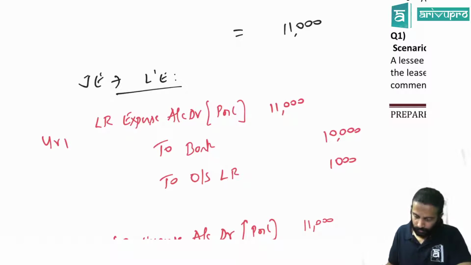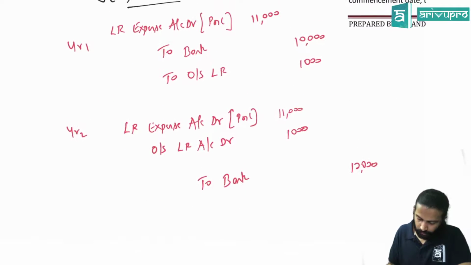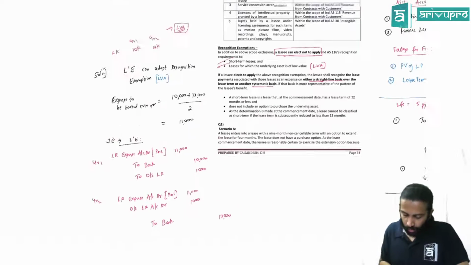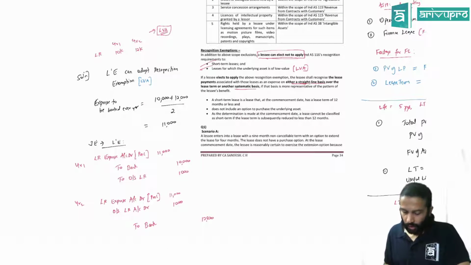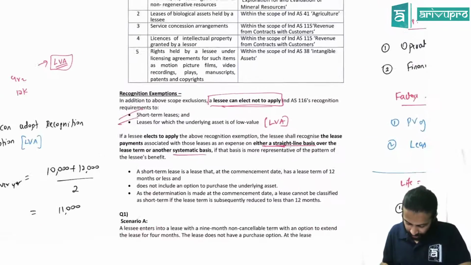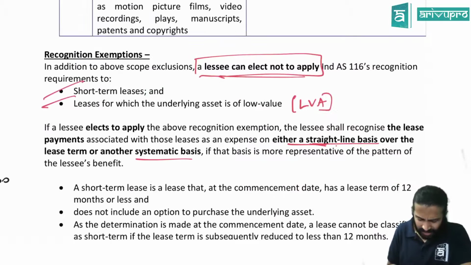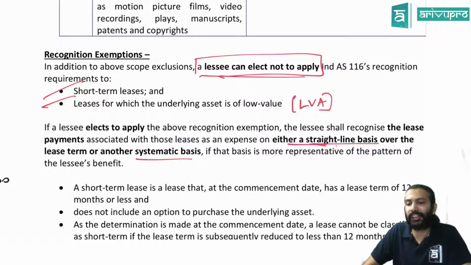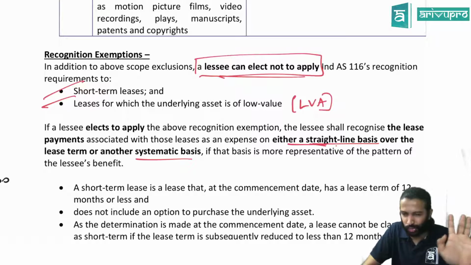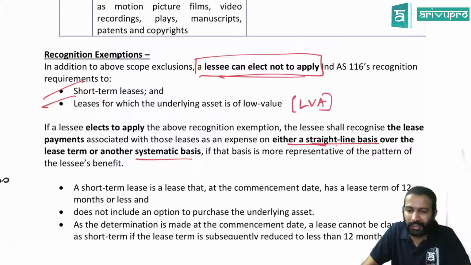Fine. It says either straight line or systematic basis. Here the book says you can record on a straight line basis or any other systematic basis. Same as depreciation, you remember, you can choose any method that reflects the pattern of transfer. If you can prove that any other basis is a better presentation of the lease, you can choose it. But for practical reasons, we'll always book it under the straight line method. In all your problems, we'll be doing it on a straight line basis.